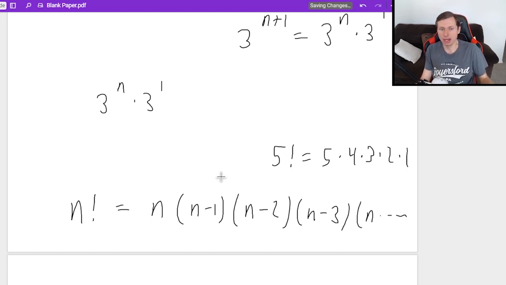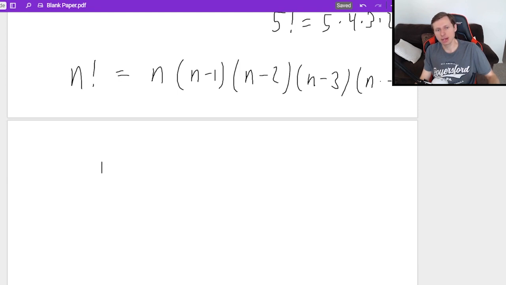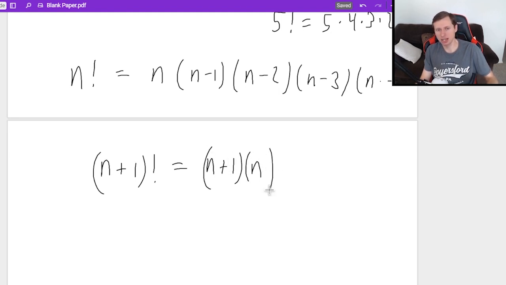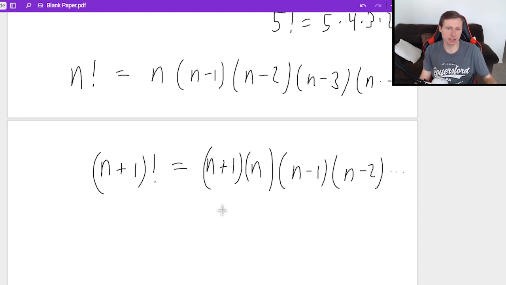Now, I don't have n factorial, or if I do, I don't really care. I have n plus 1 factorial, which would be written out as n plus 1 times n times n minus 1 times n minus 2. Again, you get the picture.